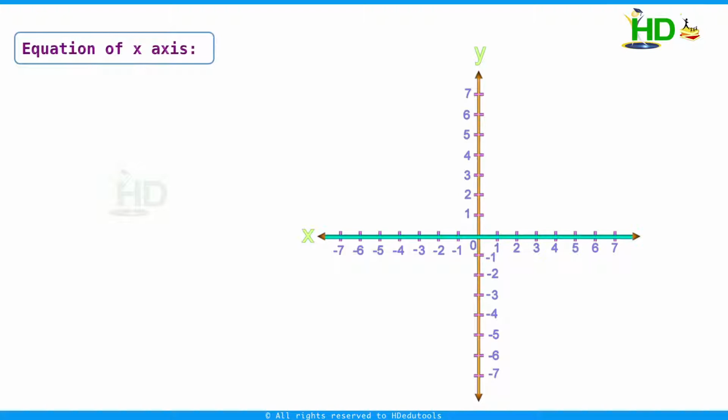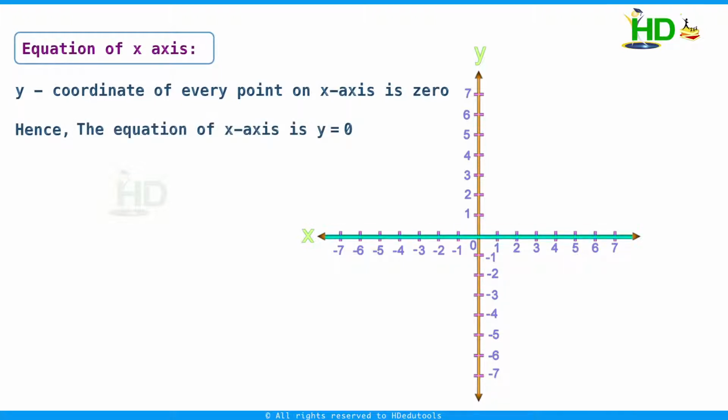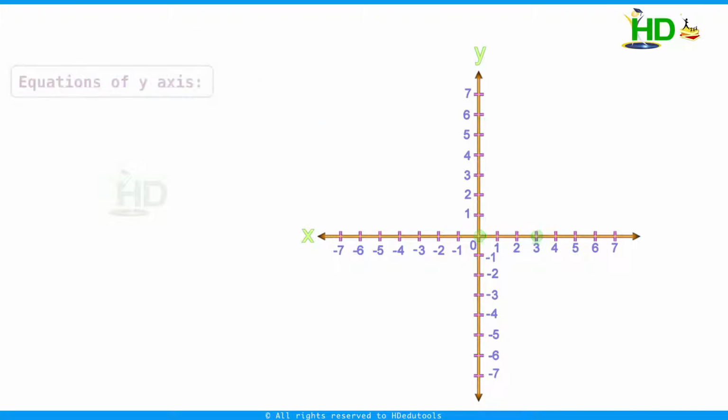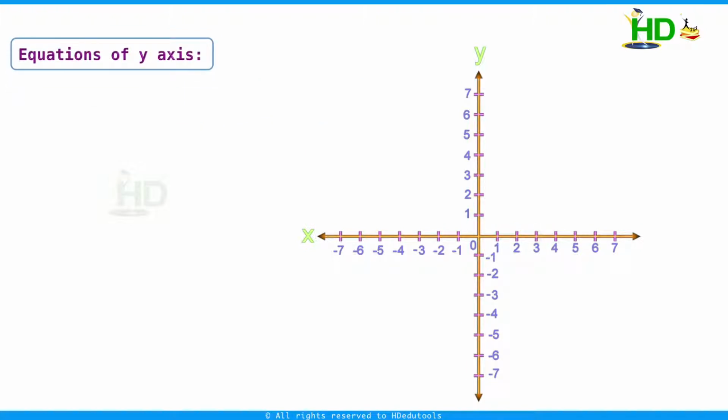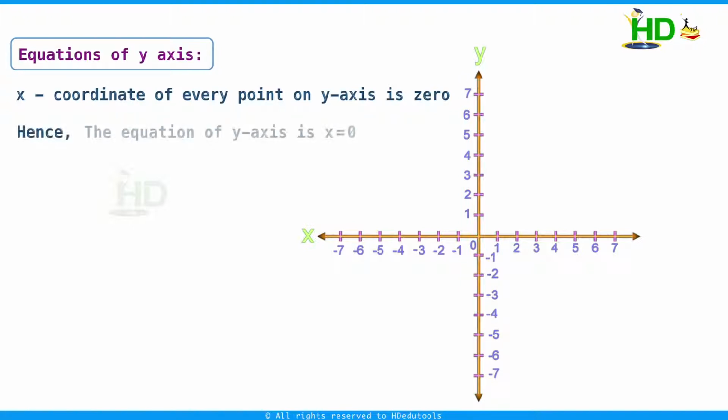If you take any point on the straight line, the equation which defines the straight line should satisfy that point. Equation of x-axis. If we consider the x-axis, the y-coordinate of every point along the x-axis is 0. Therefore, the equation for the x-axis is y = 0. That means if you take any point on the x-axis, then y is 0. Then what will be the equation of the y-axis? It is x = 0. Why? Because the x-coordinate of every point along the y-axis is 0. Therefore, the equation for the y-axis is x = 0.